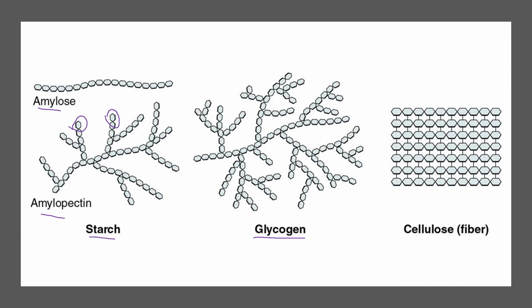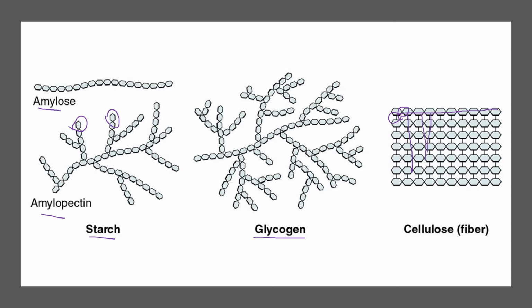And then cellulose is an example of a fiber. It's one type of fiber. There are many different types of fibers. And this is how you can see here both the vertical and the horizontal binding. So they're bound this way and they're bound this way. And again, it's just a conglomeration of glucose molecules.